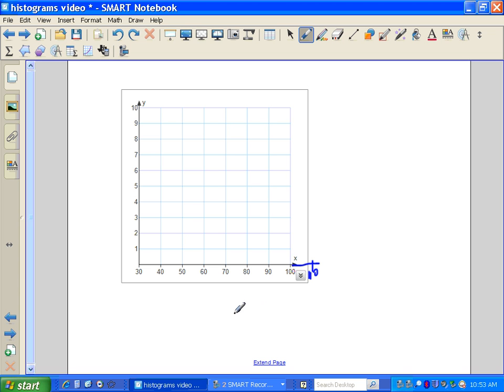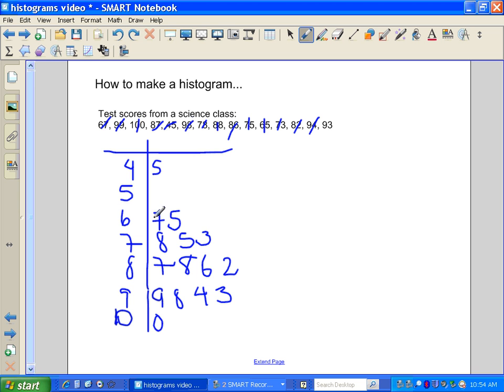Okay, a couple of things we need to add though. We need to add some labels. So this is the scores on the bottom. Okay, the left-hand side or the y-axis for our histograms is always the frequency, which is how often things occur. And this is test scores. We need a title. Test scores.